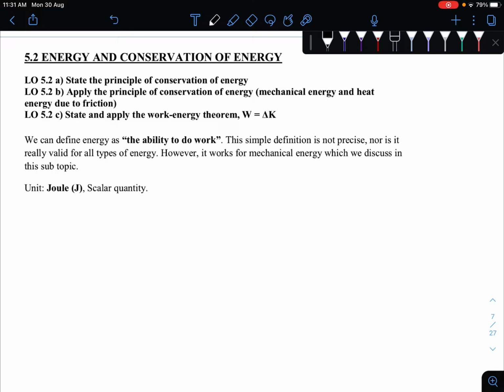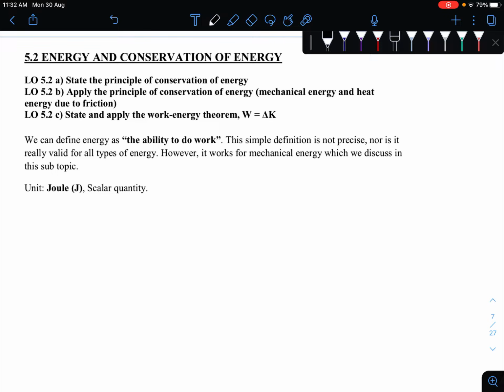Welcome back, kids. So we'll continue with 5.2, energy and conservation of energy. There are 3 learning objectives under this subtopic. 5.2a is state the principle of conservation of energy, which we will be looking at in this video. 5.2b, apply the principle of conservation of energy. We'll be doing this in our example video after this. And 5.2c, state and apply the work energy theorem, W is equal to delta K.